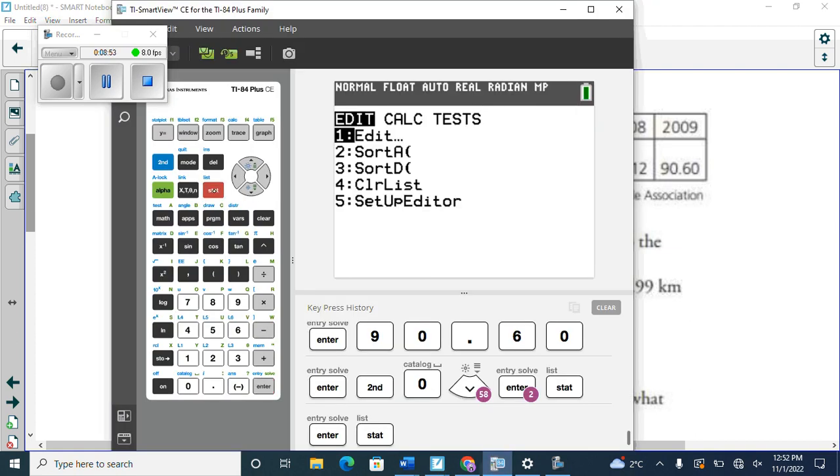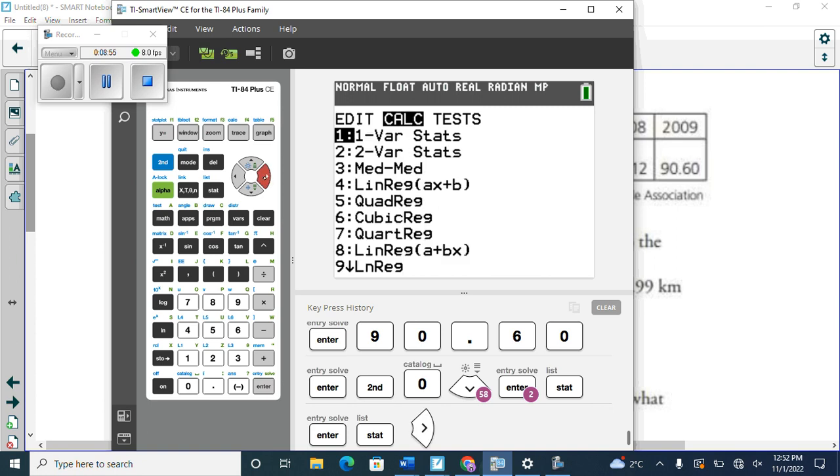And then we're going to calculate something. We want to calculate a regression. Which one of these do we want? Remember, our options are 4, 5, or 6. Those are the only options we have. So we want a linear regression.